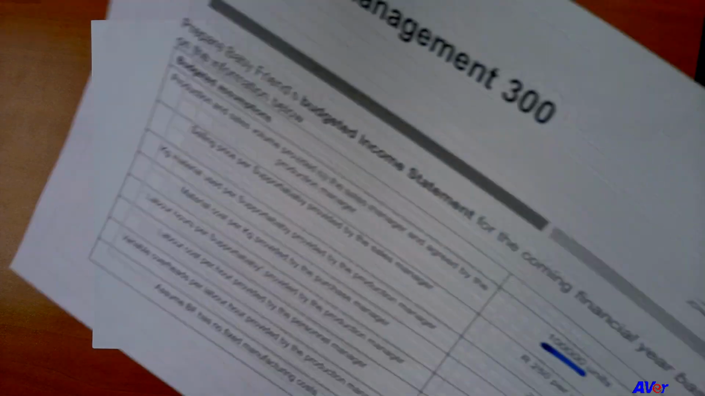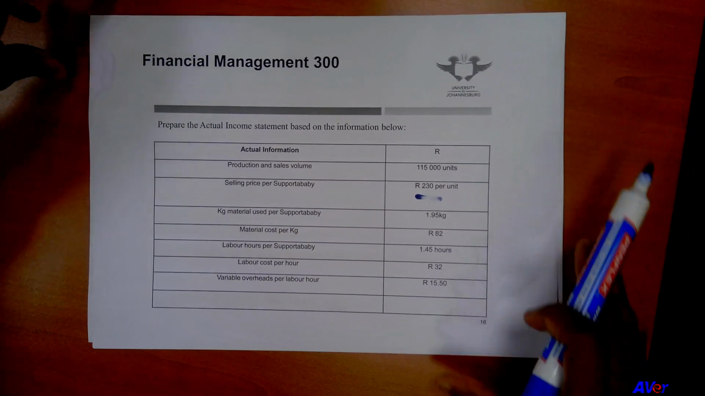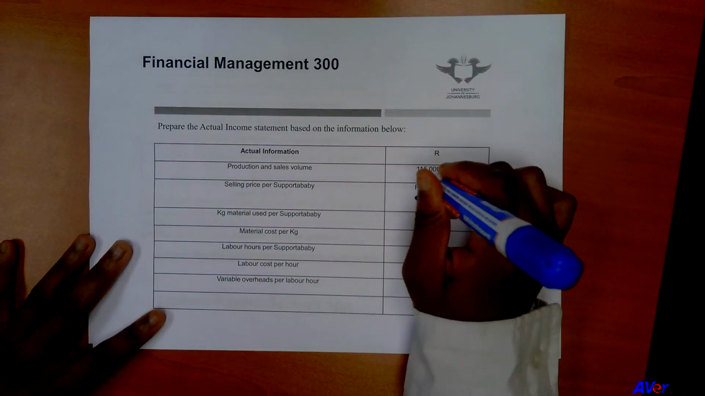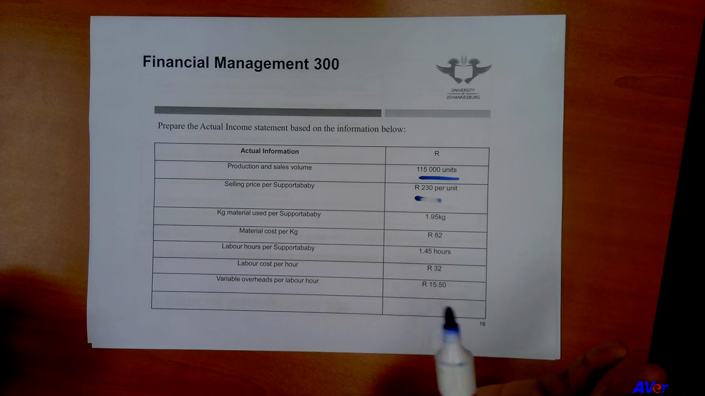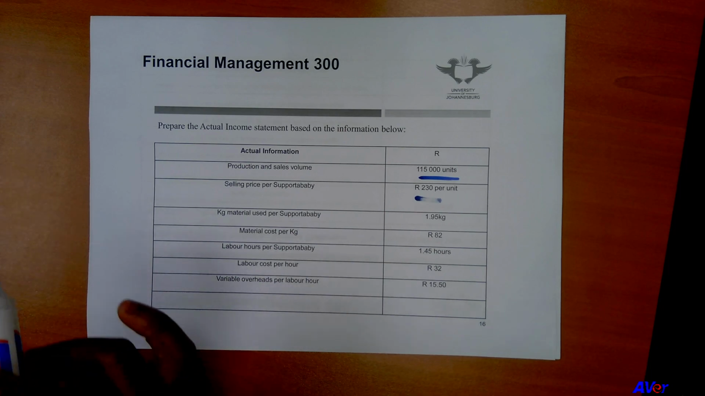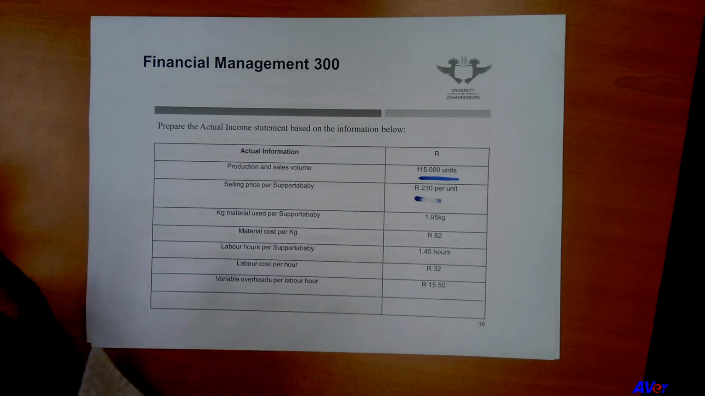Now, the next thing that is required of you in terms of this example is for you to look at the actual information, and you will see that the actual units are different. Now, already you know my budget is 100,000 units. My actual is 115,000 units. So this means that already you've got a difference in terms of your budgeted units and your actual units. There's a difference of 15,000.